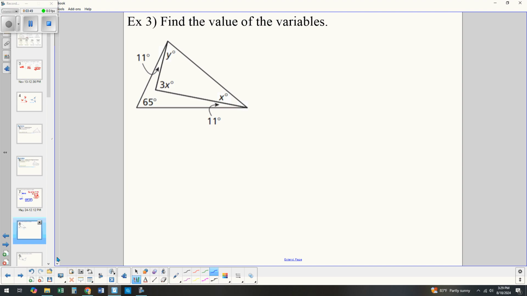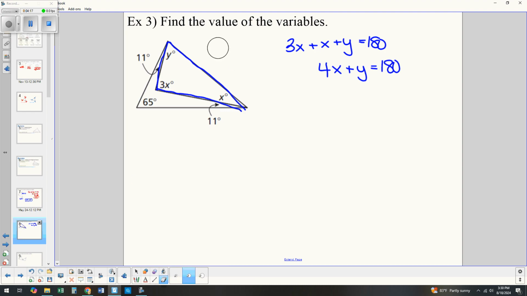All right, example 3. We have two different variables in the triangle. So this is actually going to end up as a system of equations. I'm going to start in one triangle here. I know that these three angles should add to 180. So that's going to be 3x plus x plus y equals 180, which if I simplify is 4x plus y is 180. And then I have a larger triangle.